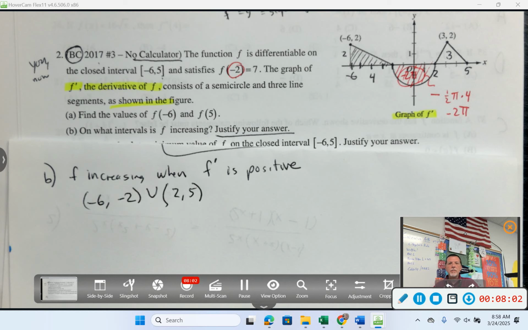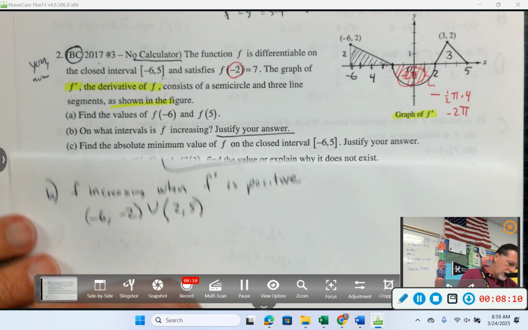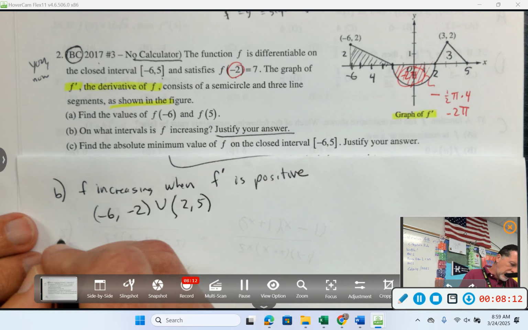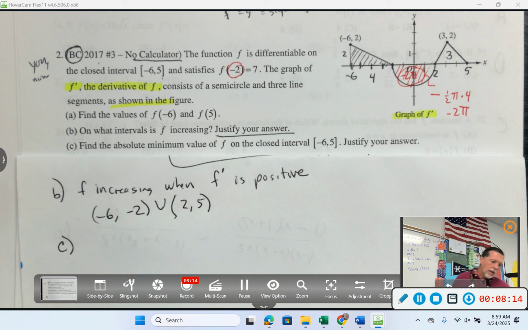So that was an easy one. As long as you remembered to justify first, that tells you what you're looking for, and then you're good. Part C. Find the absolute minimum of f between negative 6 and 5. Justify your answer.